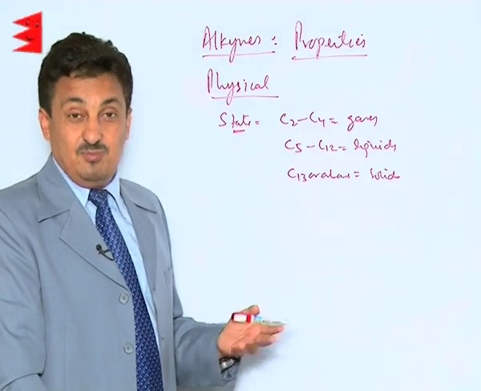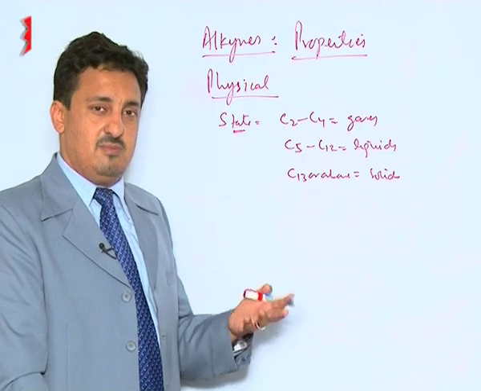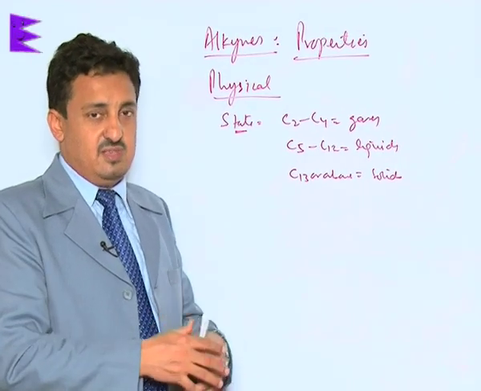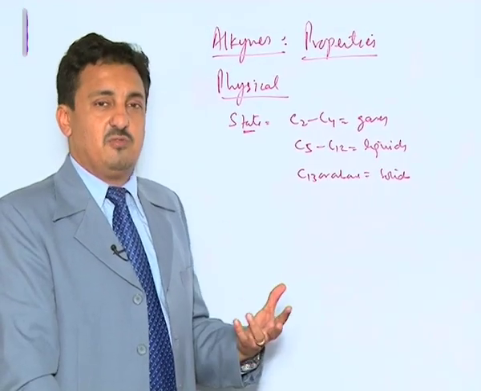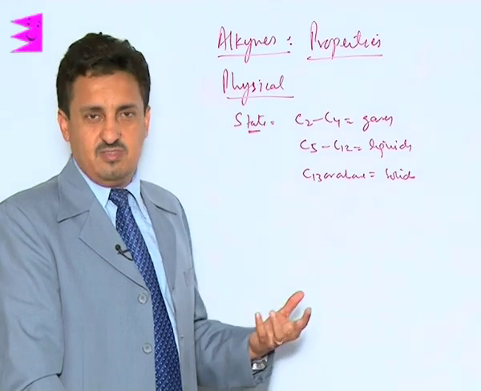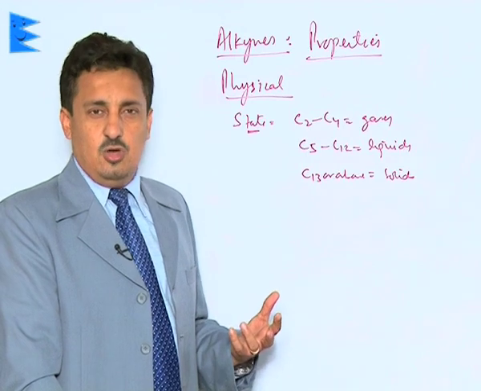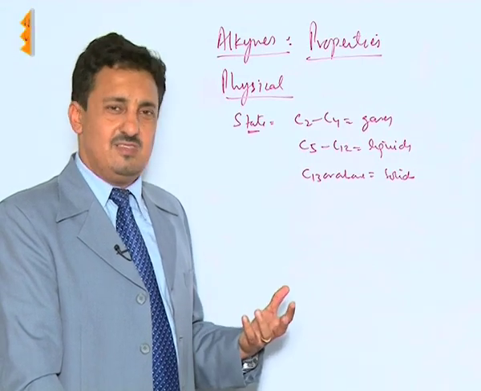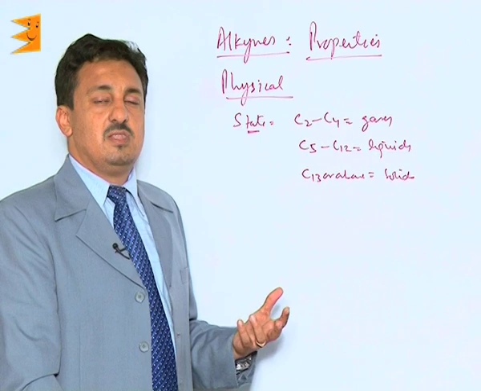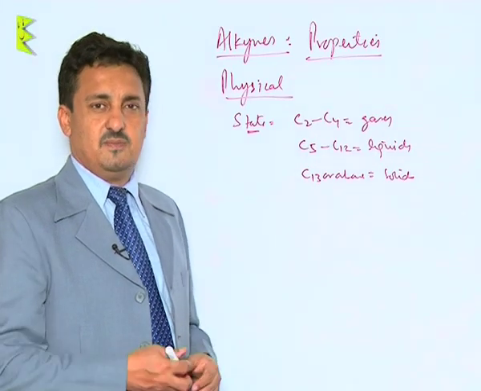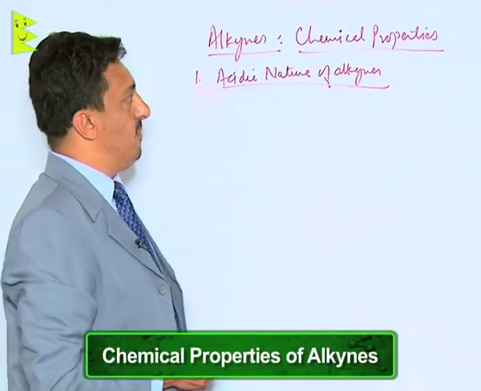Since they don't show any type of stereoisomerism, we can't have cis-trans differentiation. But what we find is their solubility is also very similar to the other two hydrocarbons. They are soluble in organic non-polar solvents like benzene, CCl4, etc., but insoluble in polar mediums like water, etc. Then let us see the chemical properties of alkynes.